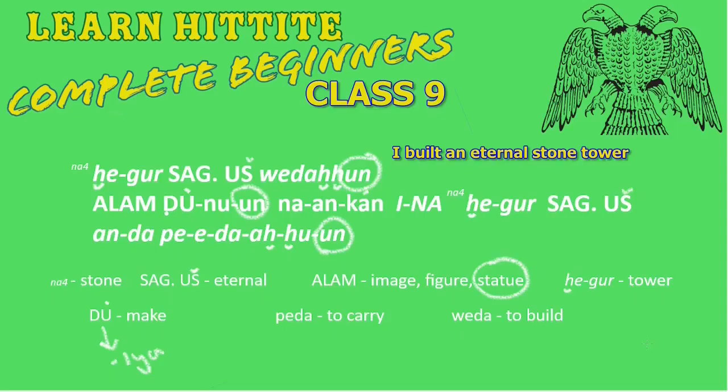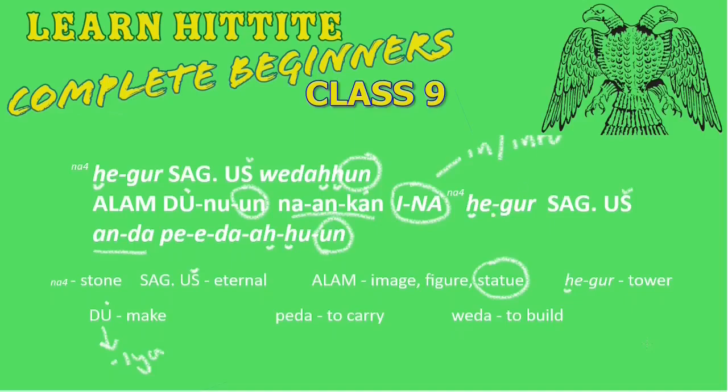Here it gets a little bit more complicated. We've got some enclitics here and here. But we don't need to focus on those too much in order to understand what the text is about. We have an acadagram, which I believe we've encountered either in class 2 or 3, which means in or into. Chigur sagus, we know, is the eternal stone tower. Alam is the image of the father.